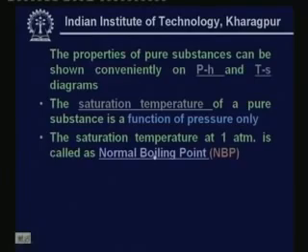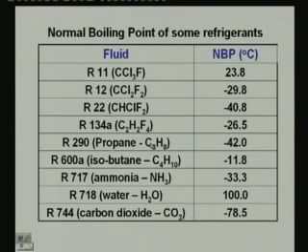Now let us look at typical normal boiling points of some refrigerants. What is given here is the fluid and its normal boiling point. For example, for the refrigerant R11, the chemical formula is CCl3F, and it has a normal boiling point of 23.8 degrees centigrade. And R12, which as you know is a very popular refrigerant, has the chemical formula CCl2F2, and it has a normal boiling point of minus 29.8. Similarly, R22 has a normal boiling point of minus 40.8. R134a has a normal boiling point of minus 26.5. Likewise, you can find the normal boiling points of various refrigerants, and this data is very much available in literature.